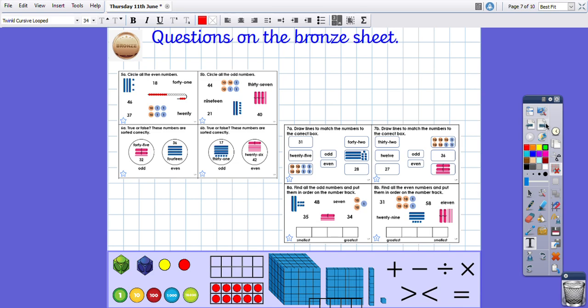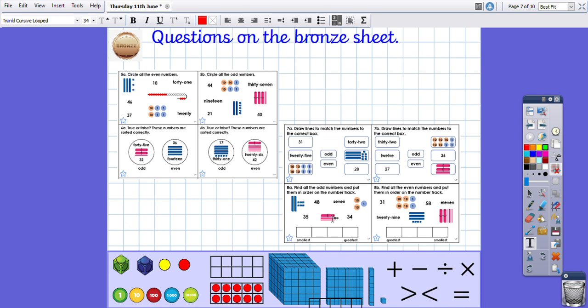Bronze, your questions today. You need to circle all the even numbers and circle all the odd numbers. You need to tell me whether these are sorted correctly, so true or false questions. Draw lines to match the numbers to the correct box, so you would draw lines to the odd and even boxes in the middle.